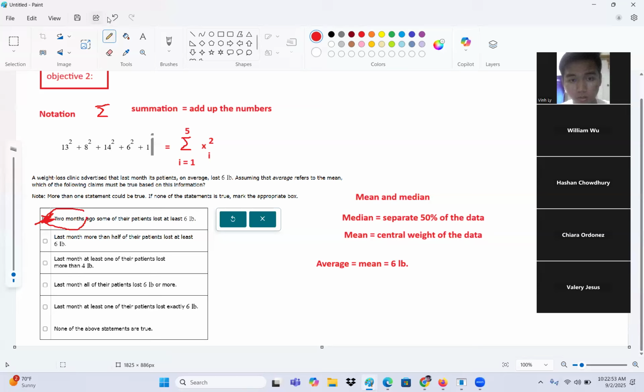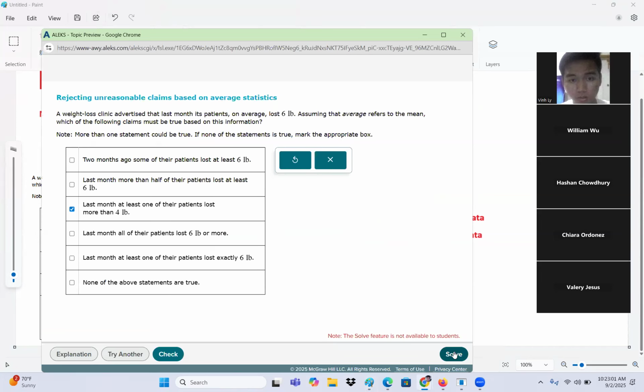I'm so sorry. I didn't read the question correctly. I was thinking of Brandon switching. So I think this one should be the correct answer. No, I think it's C actually. Last month at least one of the patients lost more than 4. Yeah, more than 4. Lost 6 pounds should be more than.